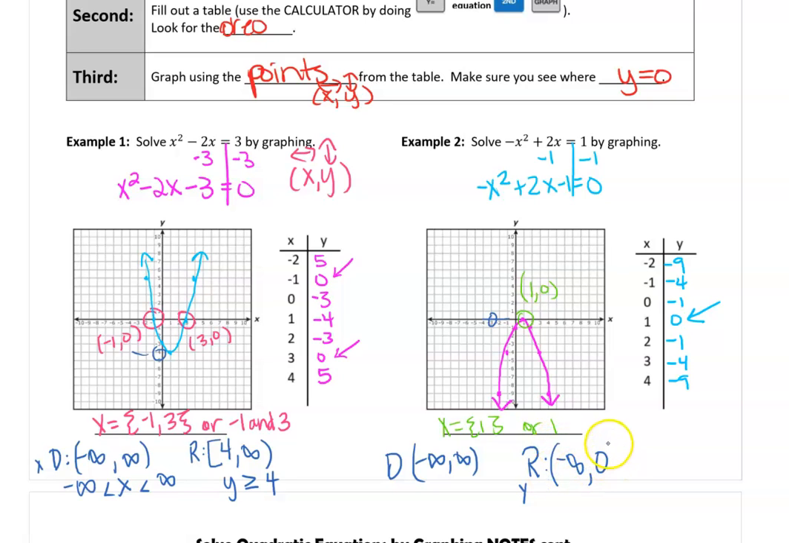You can't include infinity and you do include the 0. So y is basically less than or equal to 0. Set notation would be a little bit different on this. Set notation would be negative infinity to 0 is your y value, and it would look like that. So there's a quick review on domain and range.